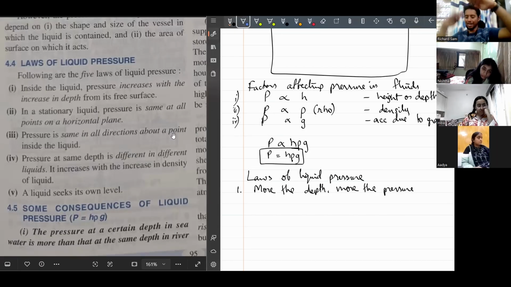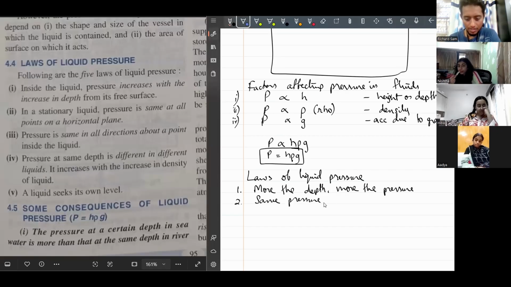Now what if you're at a certain level, say you're 10 meters under the water, and you swim horizontally to another point which is also 10 meters under the water. Will you feel the same pressure or will the pressure change? At the same depth, you have the same pressure throughout, right? Because you're 10 meters underwater. So the second point is: in a stationary liquid, pressure is the same at all points on a horizontal plane. Same pressure at equal depths.